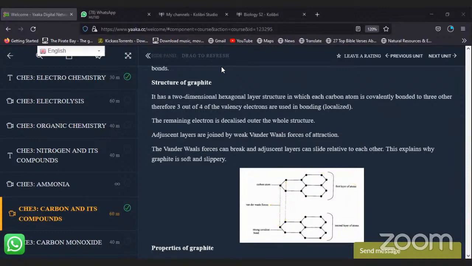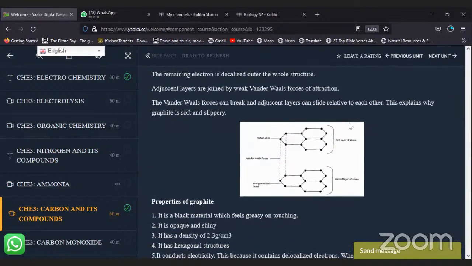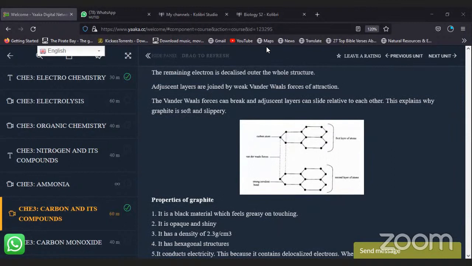Any question about the structure? What questions do you have about the structure of graphite? Do you have any questions about the structure of graphite? Okay, Peter says no questions. Hopefully, Amira, you concur that you have no questions. But if you have any, please feel free to ask.